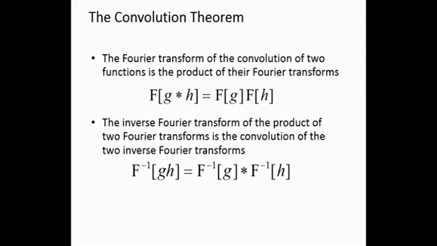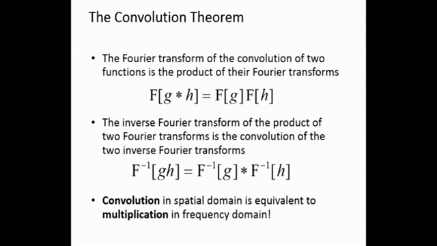Now, if you imagine that G is the same size as H, doing the filtering in the spatial domain would be on the order of n squared if there are n pixels. In the frequency domain, it's n log n, because I've got n log n for each Fourier transform, and then the element-wise product is just order n. And then an inverse Fourier transform is also n log n. So convolution in the spatial domain is equivalent to multiplication in the frequency domain.